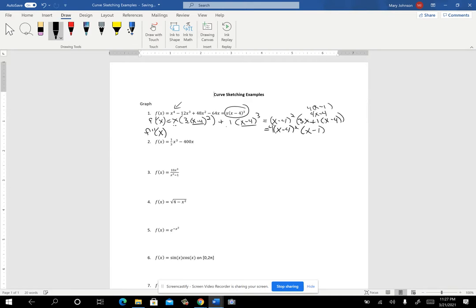And then when I do f double prime, let me write it in this order. I'm going to do the second derivative looking at where I wound up over here. So I'm going to do the first times the derivative of the second plus the derivative of the first, which would be 4, times the second as is.